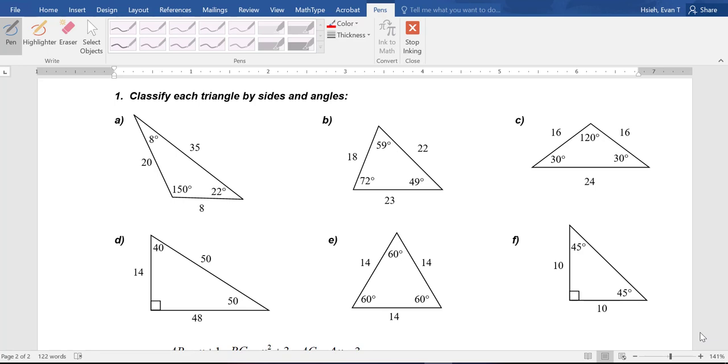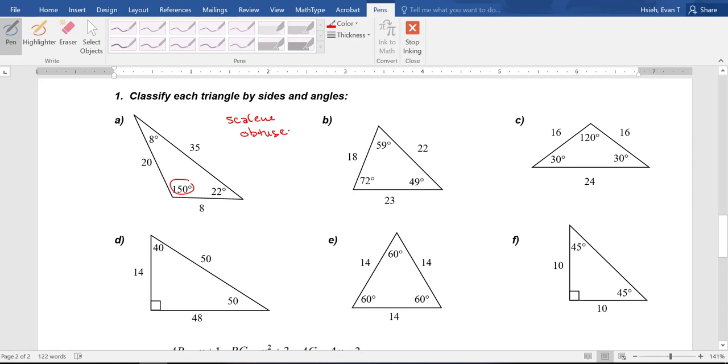sides and angles. So for example, the first one here has 3 sides that are not the same, so we're talking about scalene and angles. We have 1 angle here that's bigger than 90, so that's going to be an obtuse triangle.